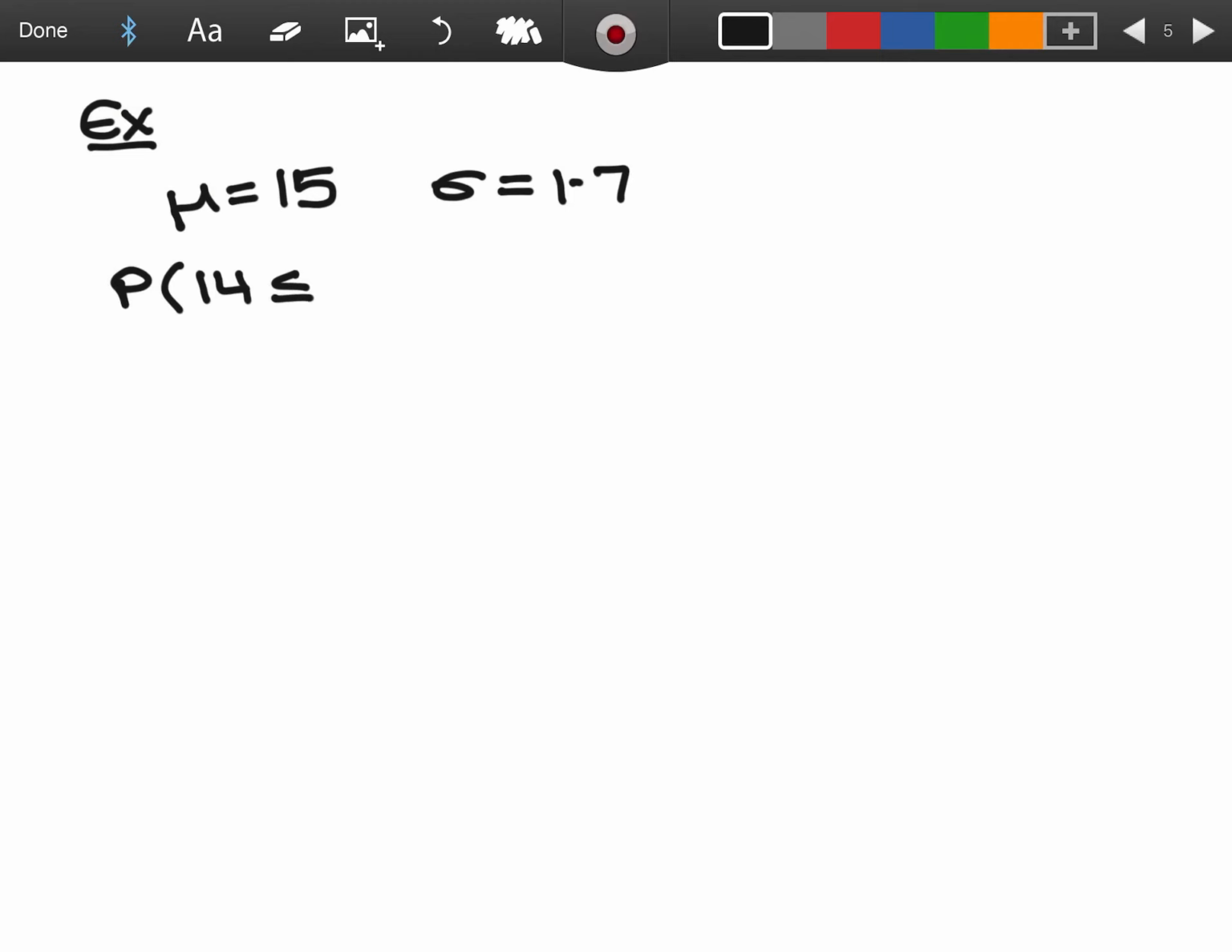So my first problem is just looking at the probability that the weight of any individual bag, so we'll call it X, weighs between 14 and 16 pounds. Now, in this case, you can go ahead and plug this into your calculator under normal CDF. You have a lower bound, you have an upper bound, and your mean and standard deviation are given here and here.